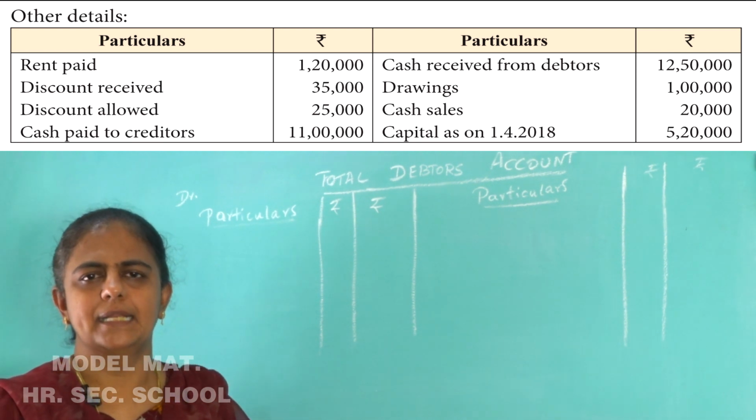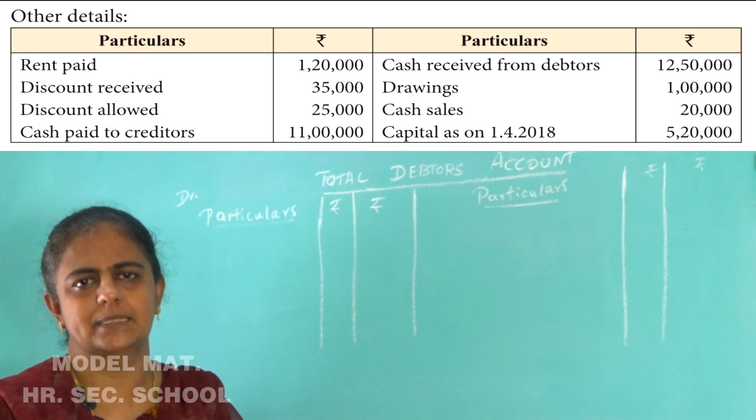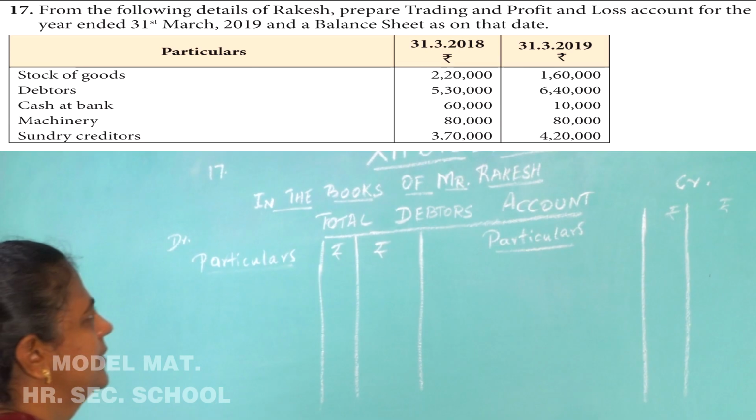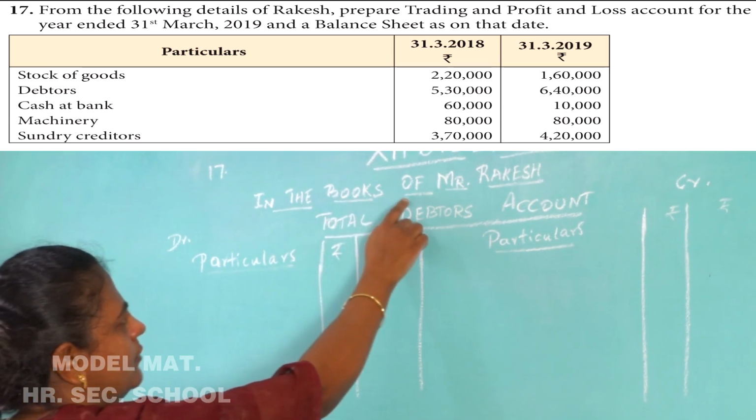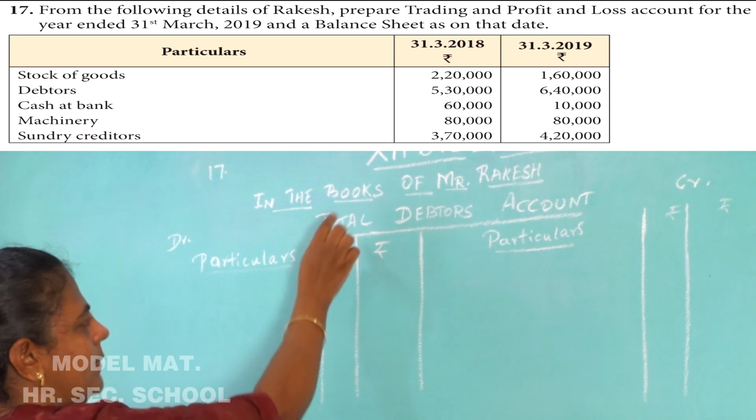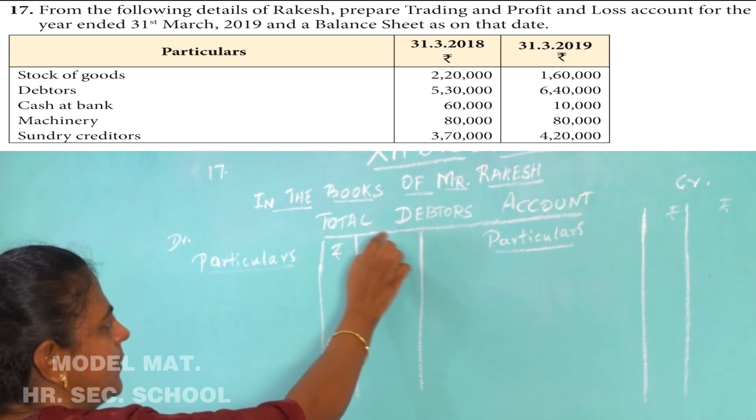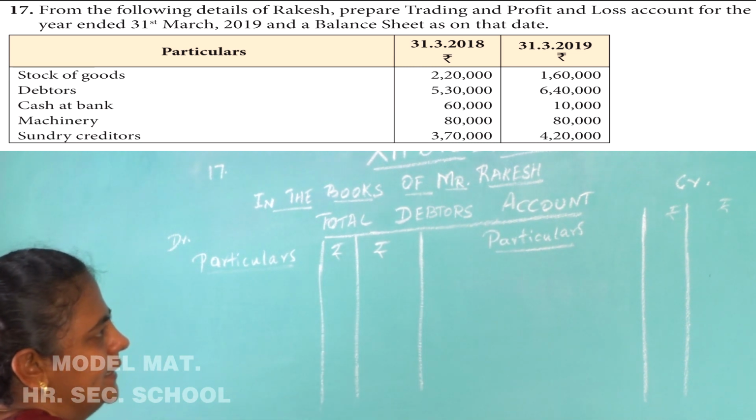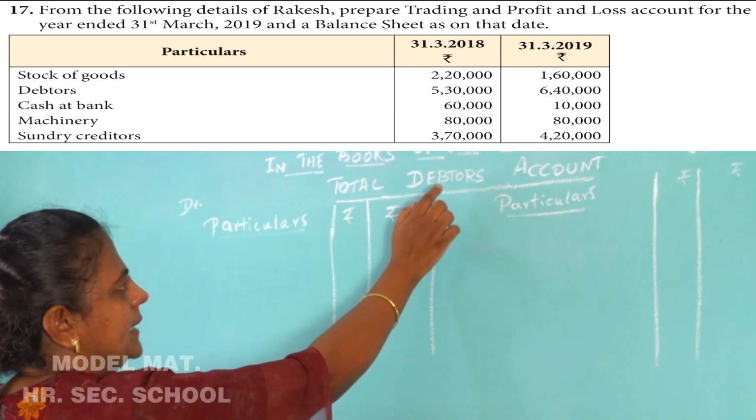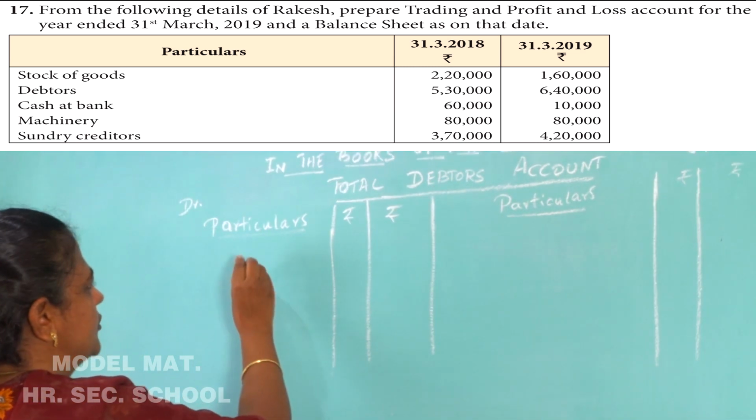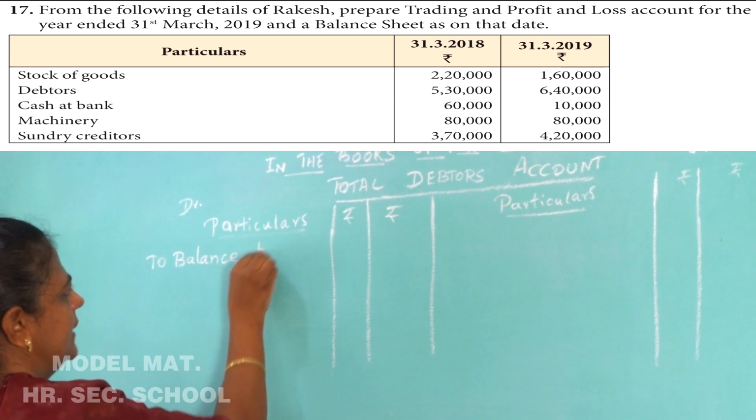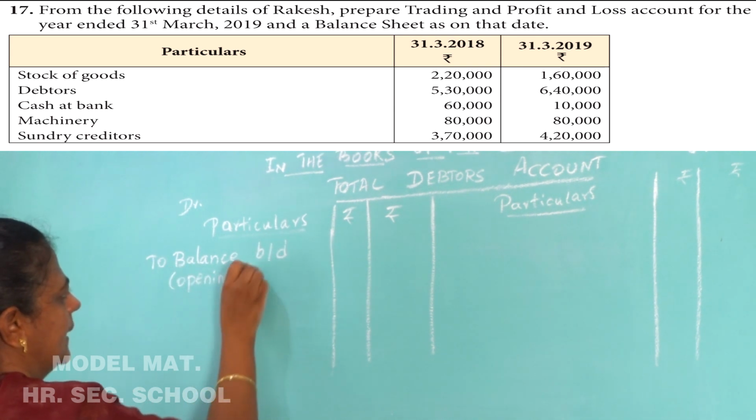Next, what we have to do? You have to calculate certain missing figures, that is, you should know how much is your credit sales and how much is your credit purchases. So to know your credit sales, you have to prepare total debtors account. So first write in the books of Mr. Rakesh. Then below that, center of the page, you have to prepare total debtors account. Already you know the format, so it will be easy for you. Debtors are assets, all assets have debit balance, so the opening balance of debtors will be on the debit side. So write here to balance brought down, opening balance.